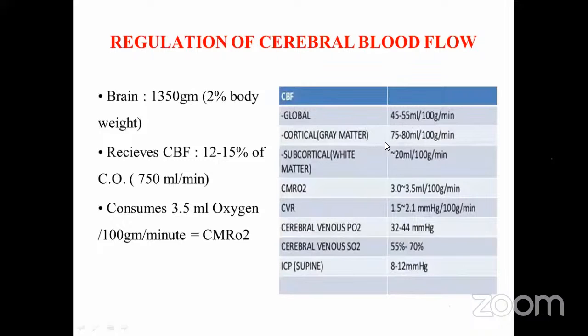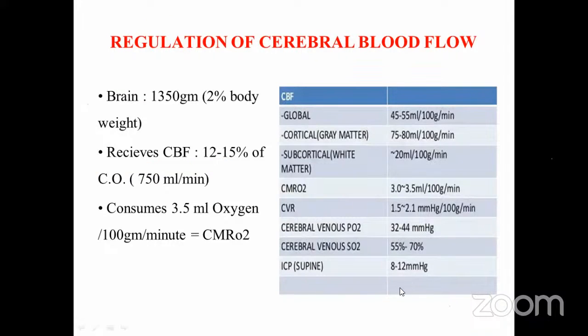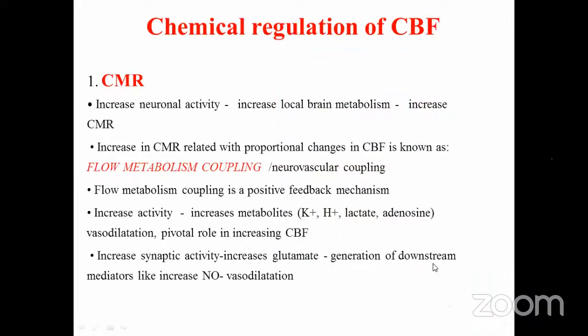Cortical gray matter receives 75 to 80 ml per 100 gram per minute, and subcortical white matter receives 20 ml per 100 gram per minute. And this is the cerebral metabolic rate of oxygen, which is 3 to 3.5 ml per 100 gram per minute. Then normal intracranial pressure in the supine position is 8 to 12 millimeter mercury.